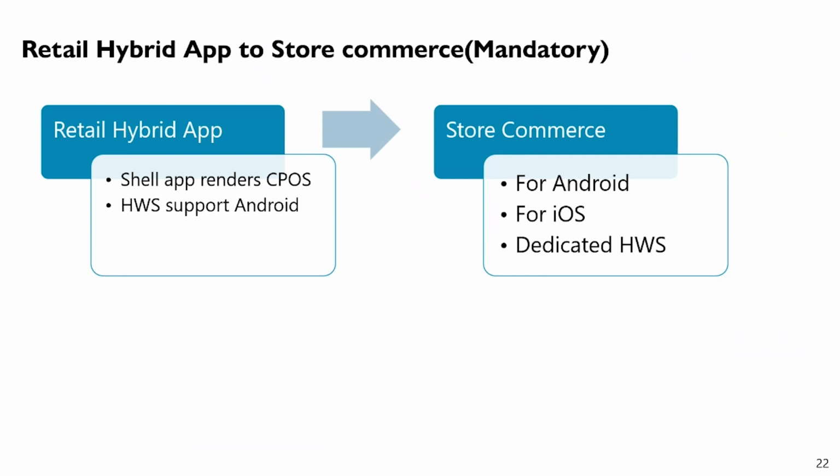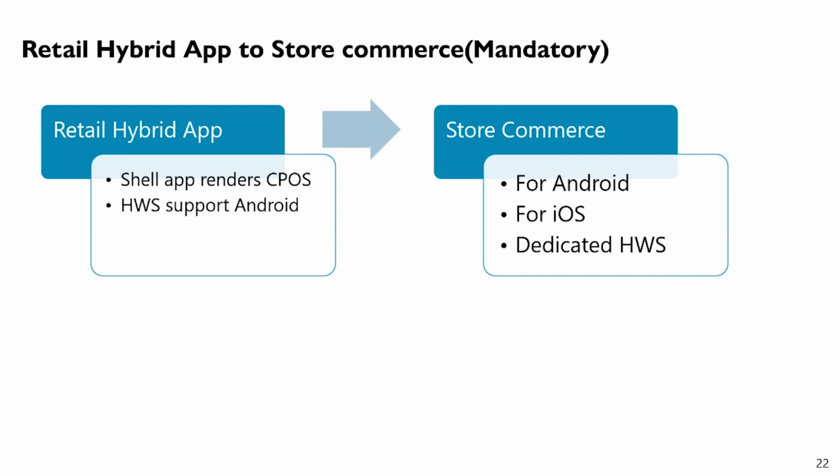Let's take a look at the second scenario for the migration. The retail hybrid app is a shell that was built by using Xamarin. Inside the shell is a web view controller that loads the CPOS, which is based on the commerce scale unit URL that is specified in the settings of the app.